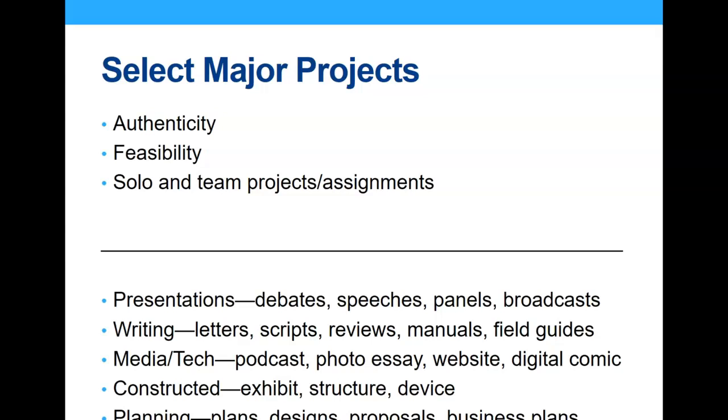And I've come up with this list, and I have another list of things in the downloads for you as well. But different types of presentations, ways to do presentations. It doesn't just have to be a person standing up in front of another person. Writing, different types of writing that are authentic. Media and technology, again, these are authentic in terms of the fact that they exist outside of school. Constructed projects, and then, of course, planning projects.